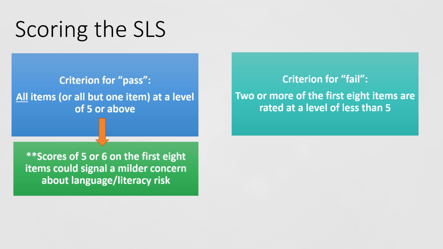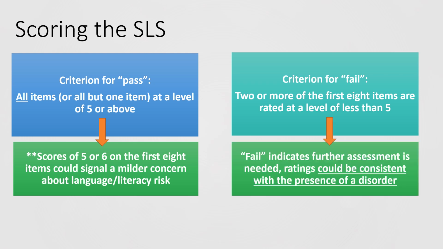The criterion for fail is 2 or more of the first 8 items are rated at a level of less than 5. So when a student fails, it indicates further assessment is needed, or in our case, that there is some concern. So it could be consistent with the presence of a disorder. And we know that these tools don't diagnose.